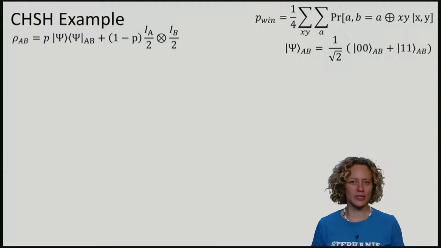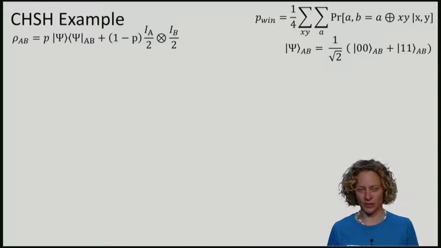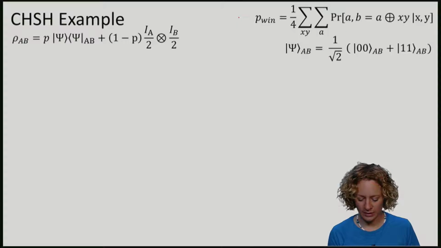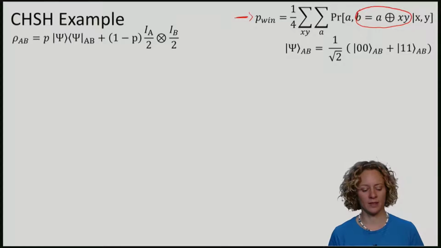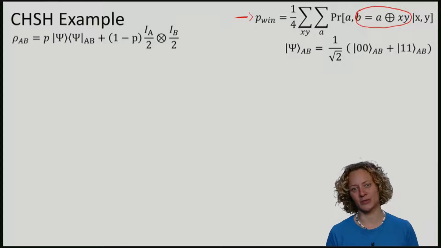So let's remember what the winning probability of our game was. I've written it again here, where these are the correct answers for Bob according to the rules. This game is also known as the CHSH game.